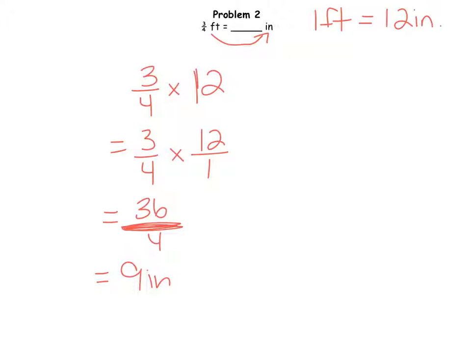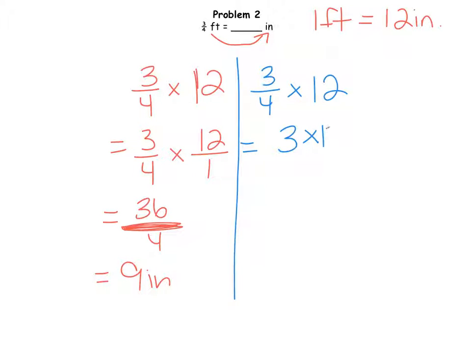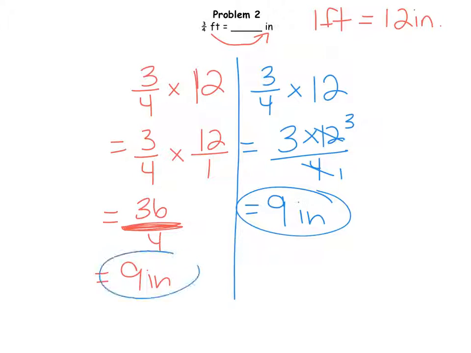Another way we can solve. So I start with what I know, 3/4 times 12. So I can put my numerators together because 4 times 1 is going to be 4 every single time. So 3 times 12 over 4. So let's simplify. 4 can go into 12, so 12 divided by 4 is 3. 4 divided by 4 is 1. So 3 times 3 is 9, because over 1 is still 9. So 9 inches. So 3/4 of a foot is 9 inches. Make sure you showed all your work.